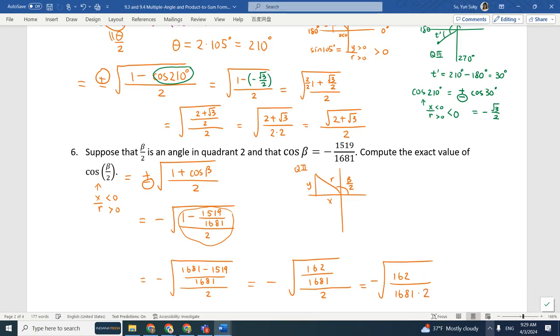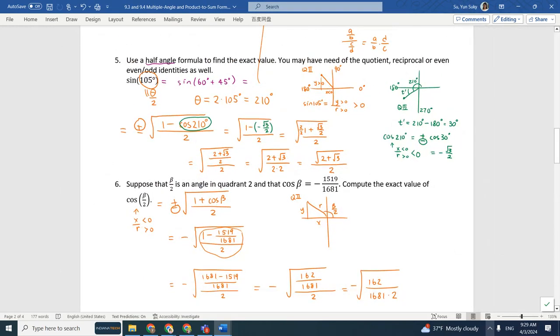Downstairs. So this part is similar to the previous problem, right? The 2 is like the C. Therefore, we put the C in the denominator. And can you cancel 2 and 162? That's 81, right, everybody? So we cancel it. We get 81 over 1681. This is the answer.